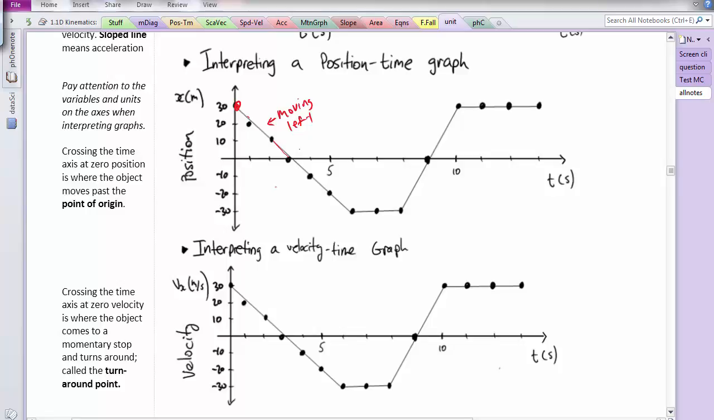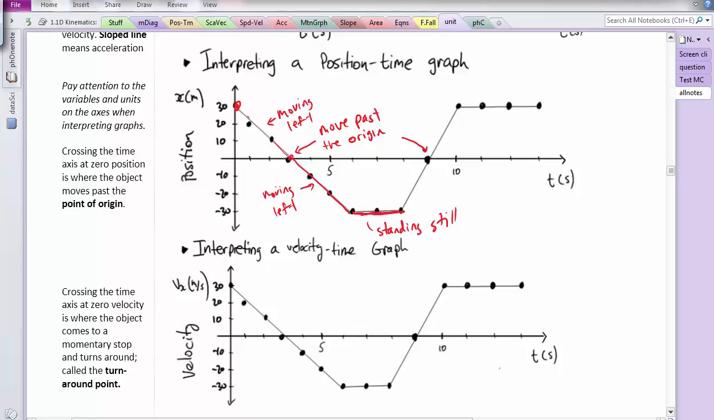When we cross the origin here, we are moving past the origin. So what's happening in this time interval here? Well, we're moving left because we crossed the origin. Now our position is -10, -20, and -30. So over here, we are moving left. Over here, our position is not changing through time. So here, we are standing still.